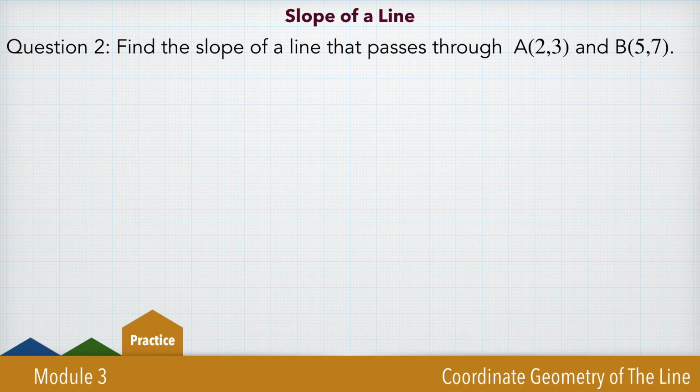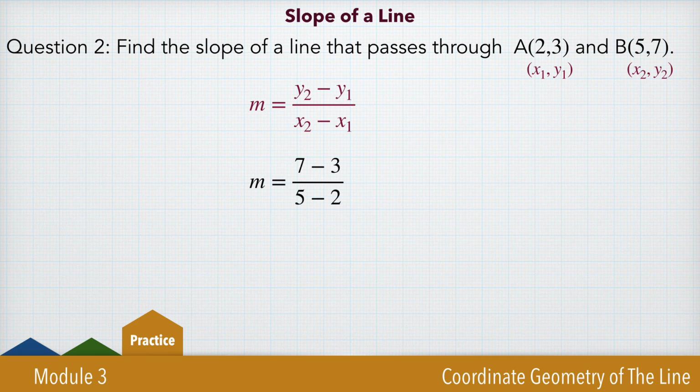In this question, we need to find the slope of the line that passes through the points A and B. As we are given the coordinates of A and B, we can use this slope formula. We start by labelling our coordinates x1, y1 and x2, y2. We can substitute them directly into the formula as labelled. Simplifying gives us a slope of 4/3.